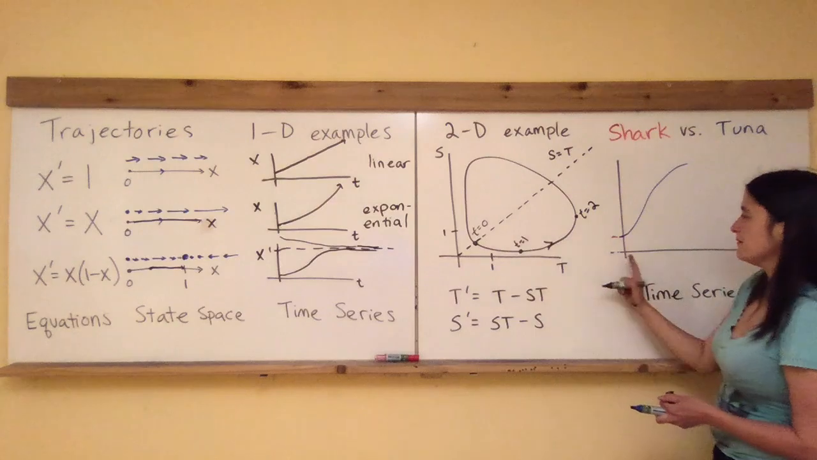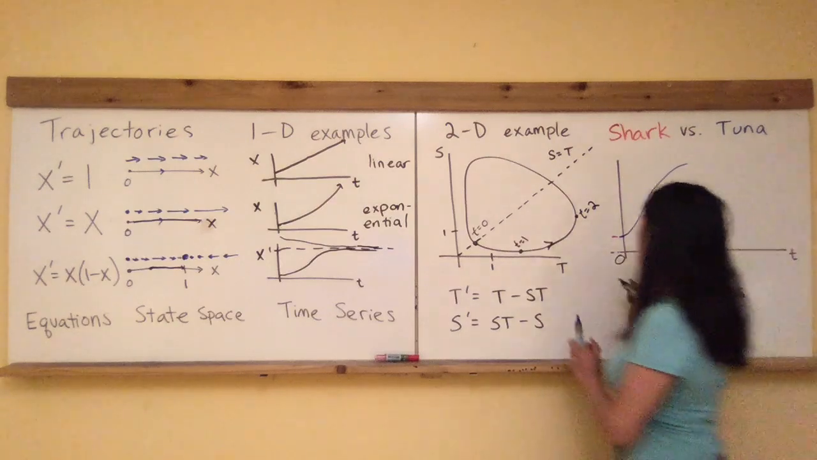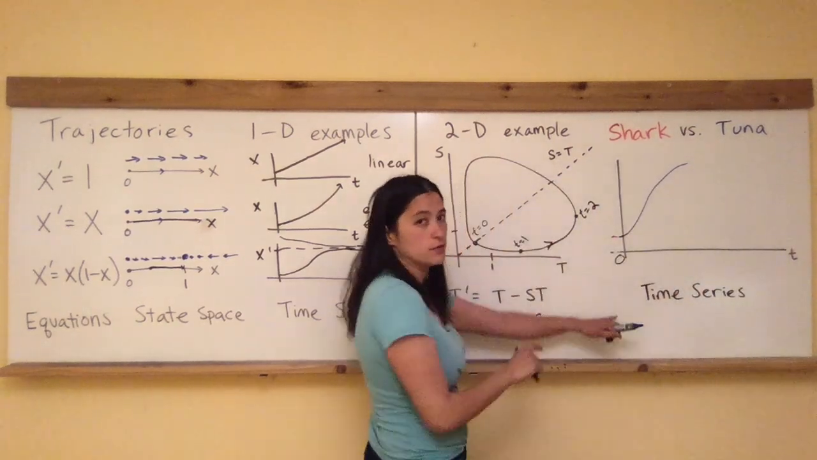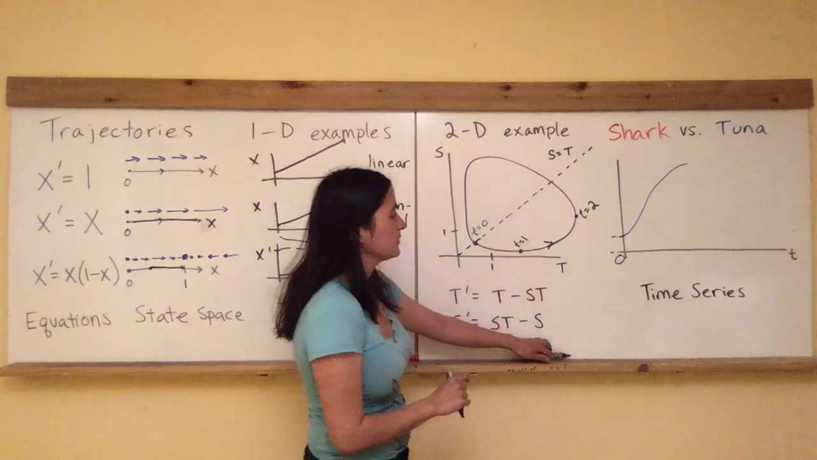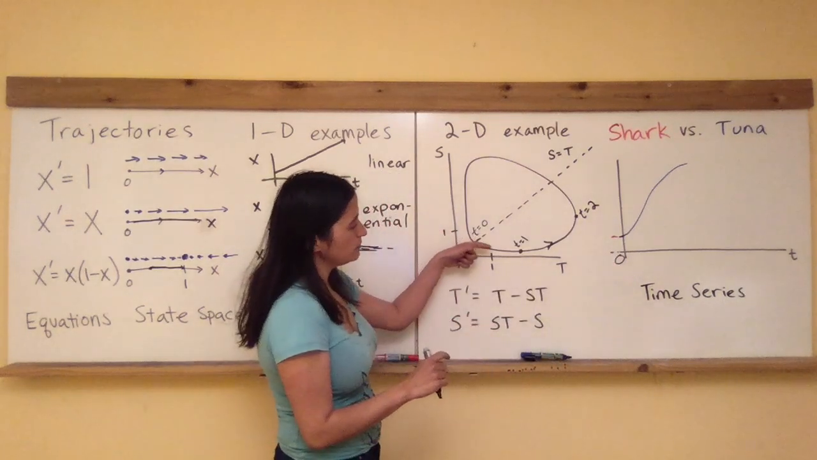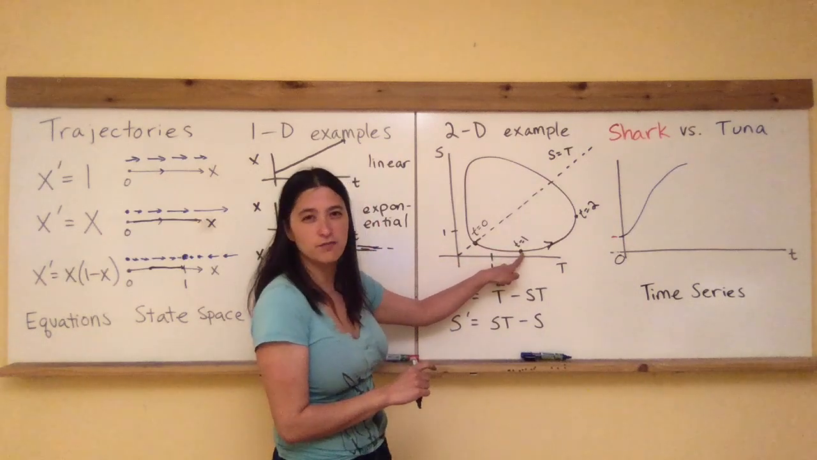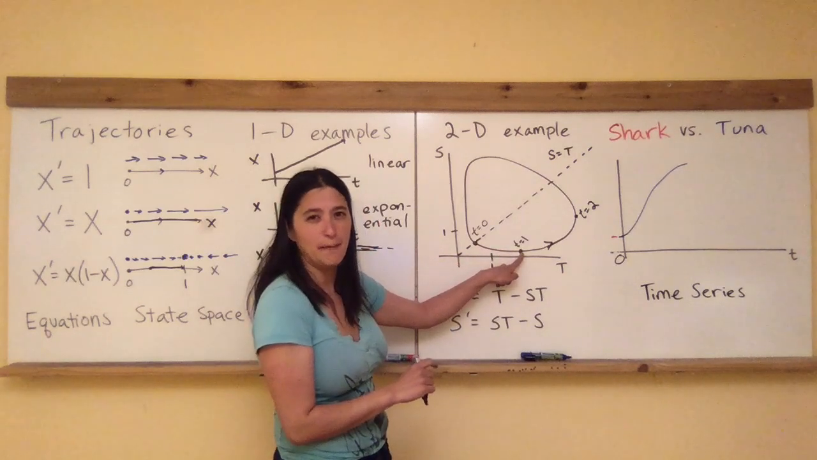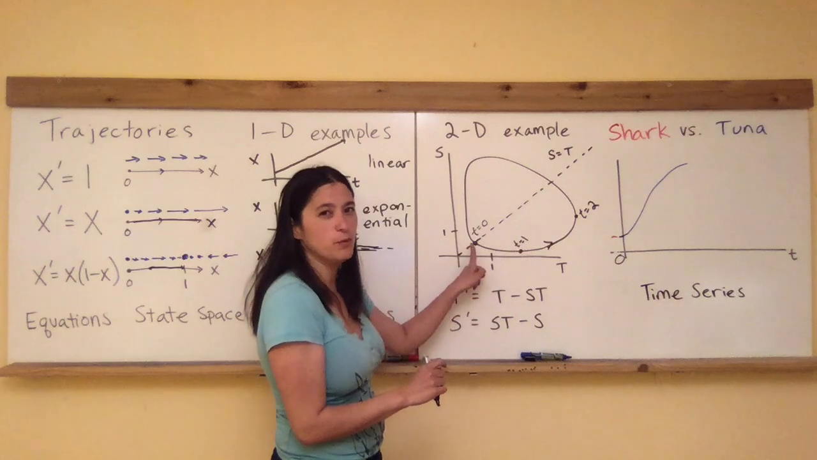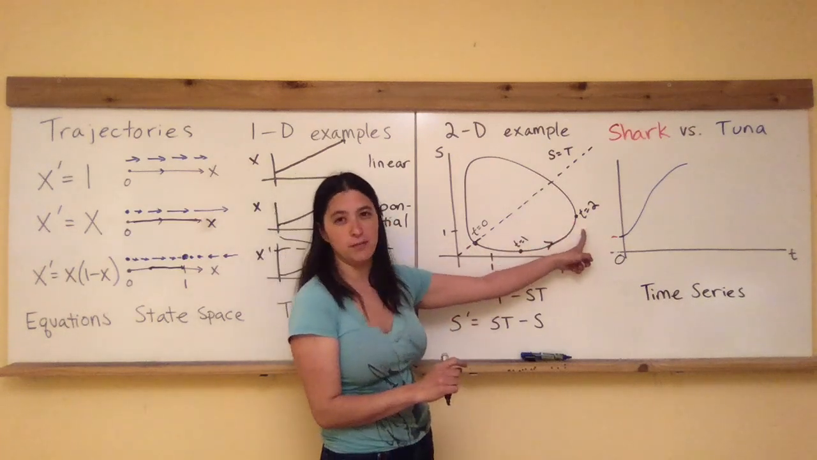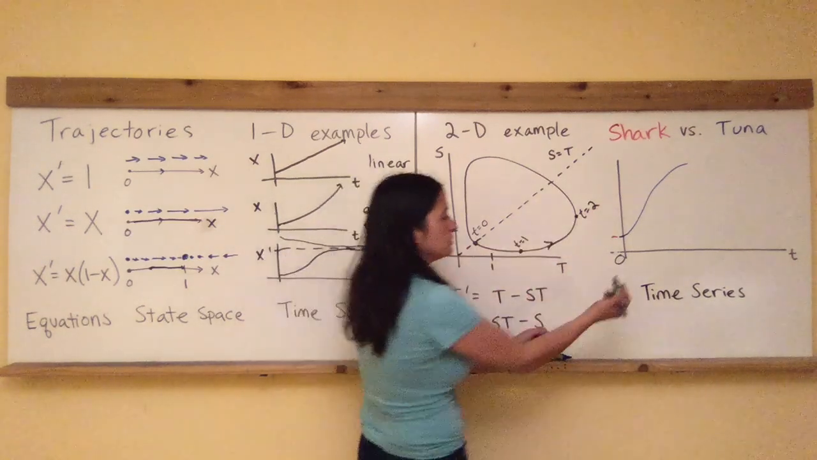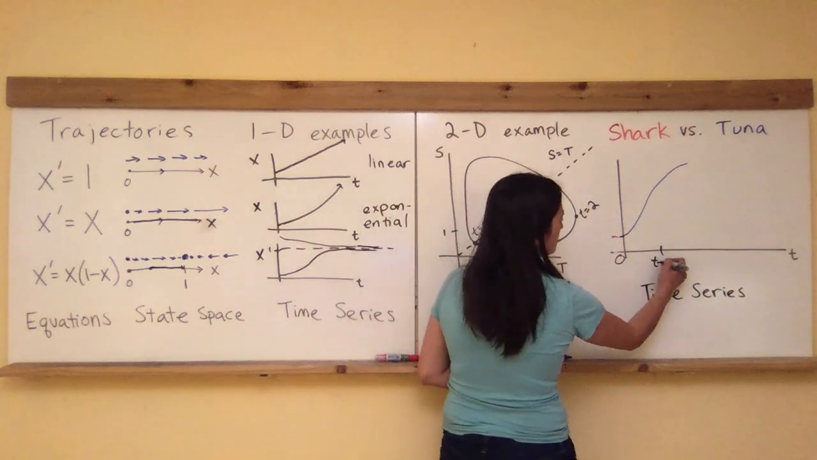t equals 0, that's our starting point. Remember that this is a graph in time, and so this is the starting point in time. As my tuna population increases, t equals 1, which I denoted right there, is a middle time between my starting point and the point at which my tuna population has finally peaked. And so I'll just mark this as time equals 1.